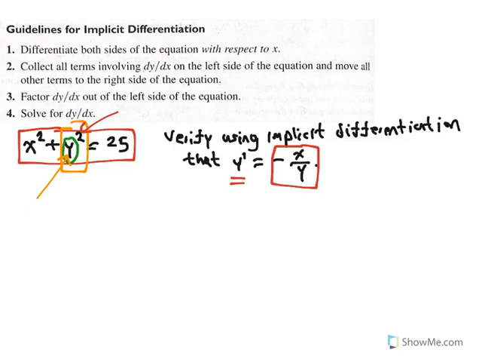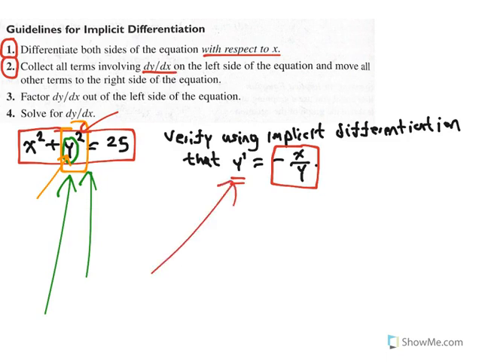And we can differentiate both sides of our equation with respect to x, and when we differentiate the term y squared, we would have to use the chain rule. So look at the steps here. Guidelines for implicit differentiation. Differentiate both sides of the equation with respect to x. Collect all terms involving dy dx, which is of course y prime, on the left side of the equation, and move all other terms to the right side of the equation. Factor dy dx out of the left side of the equation and solve for dy dx.